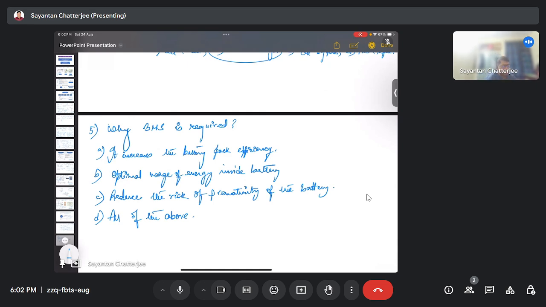So why is a BMS required? First, it increases the battery pack efficiency, gives optimal usage of the energy inside the battery, and reduces the risk of premature failure of the battery, and all of this. So as the points suggest, all of these are the correct option.